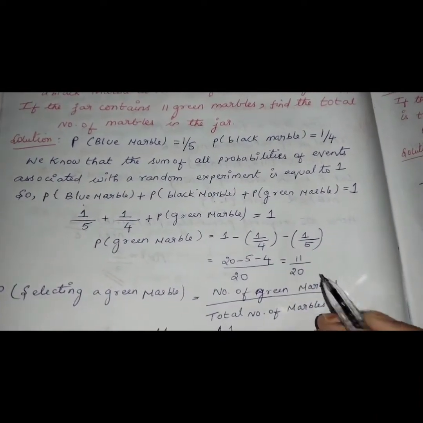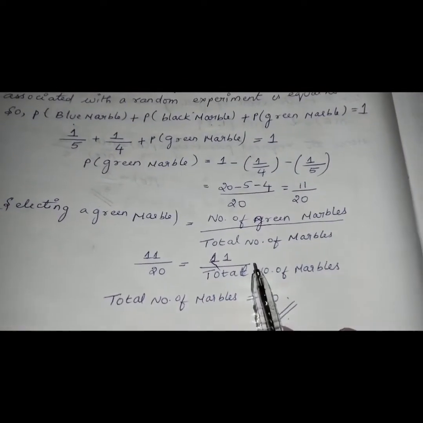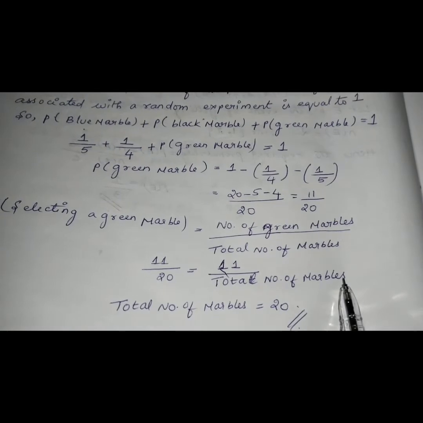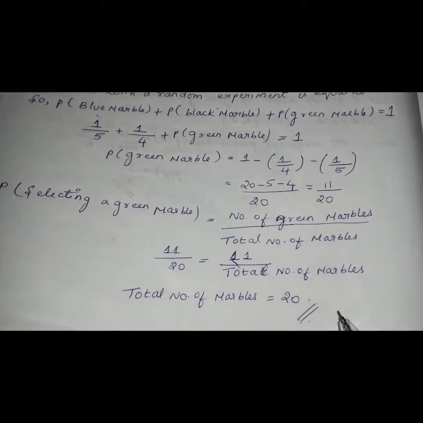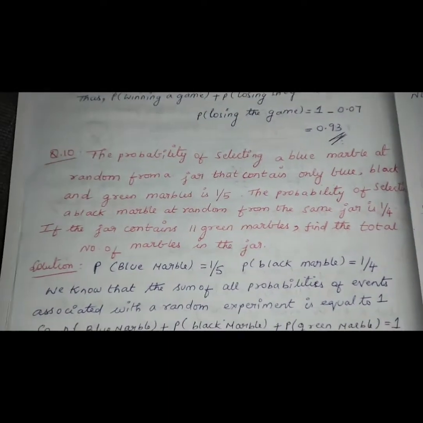The value of this is 11/20. Next, P of selecting a green marble equals number of green marbles by total number of marbles. The number of green marbles is 11, so 11/20 equals 11 by total number of marbles. So the total number of marbles is 20. This is question number 10, an important question of chapter 15 probability.